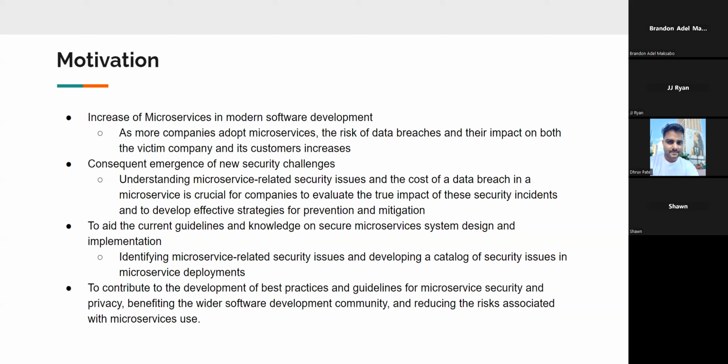So to aid the current guidelines and knowledge on secure microservice systems design and implementation, and to contribute to the development of best practices and guidelines for microservice security and privacy, benefiting the wider software development community and reducing the risk associated with microservice use.